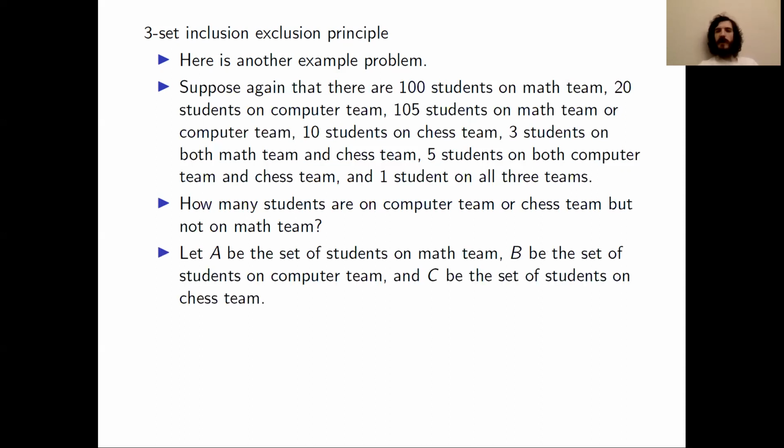We'll define the same sets as before. A will be the set of students on math team. B will be the set of students on computer team. And C will be the set of students on chess team.